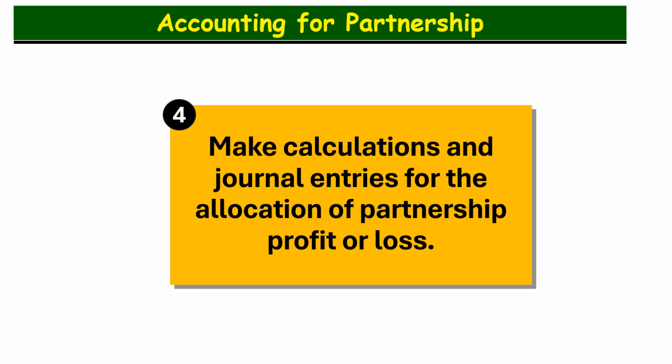We're continuing our discussion of accounting for partnership. This is lecture number 4. In this lecture, we are going to look at the calculations and journal entries for the allocation of partnership profit or loss. So when a partnership makes a profit or loss, how do we allocate that to each partner? And then what are the journal entries required?